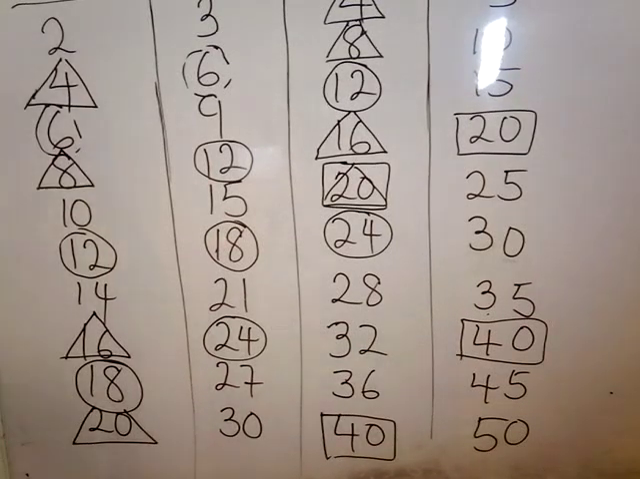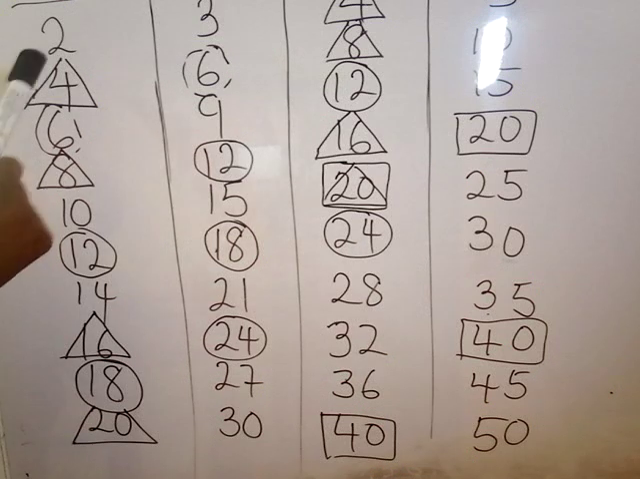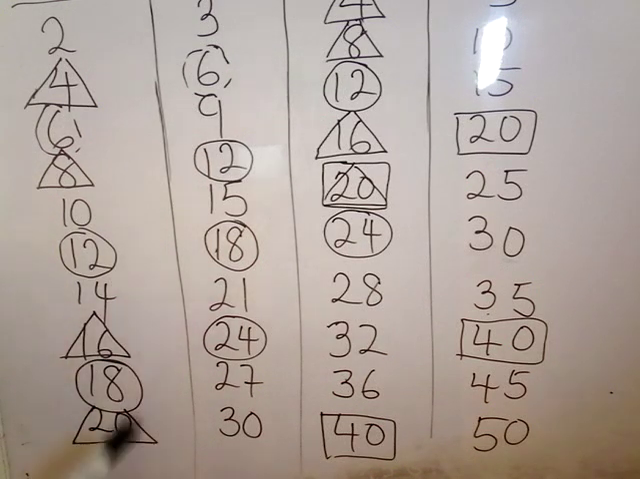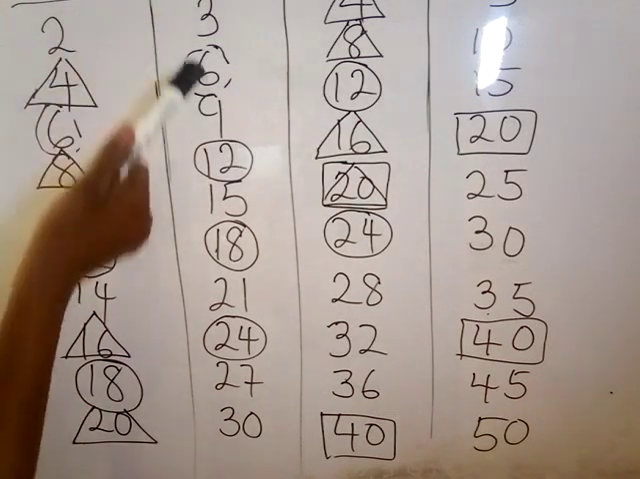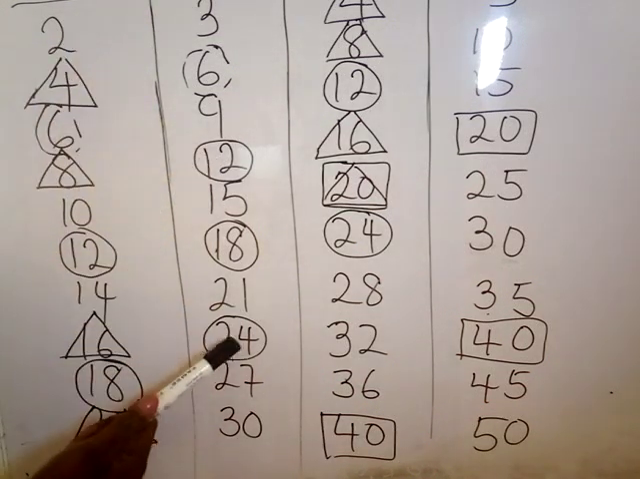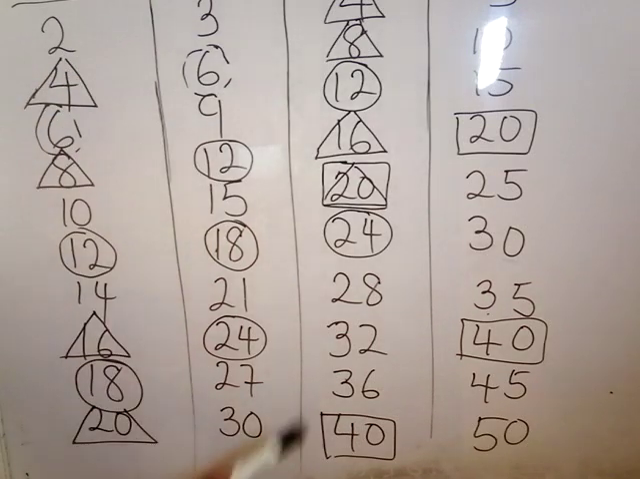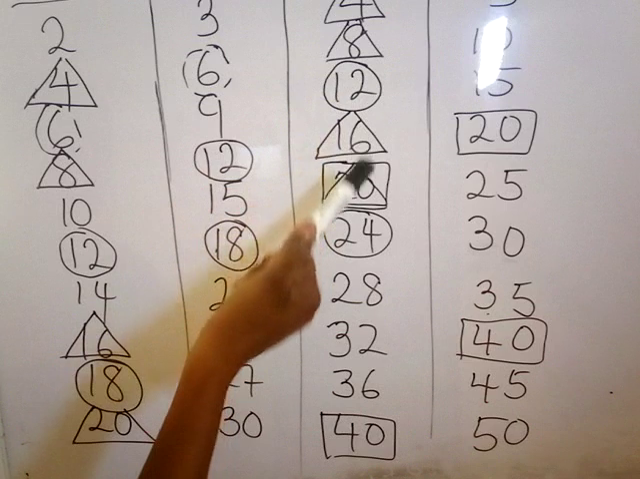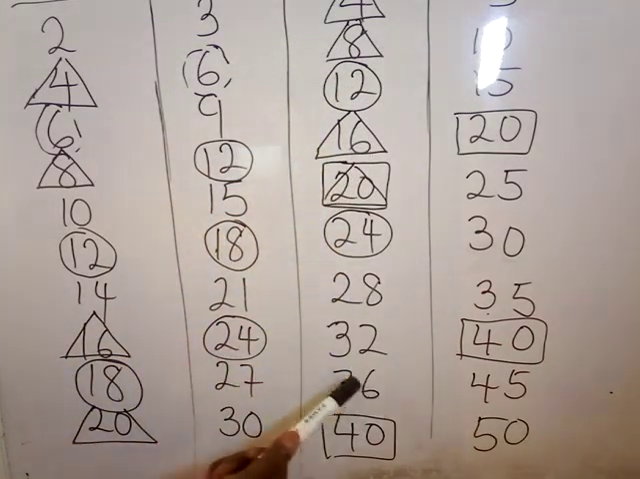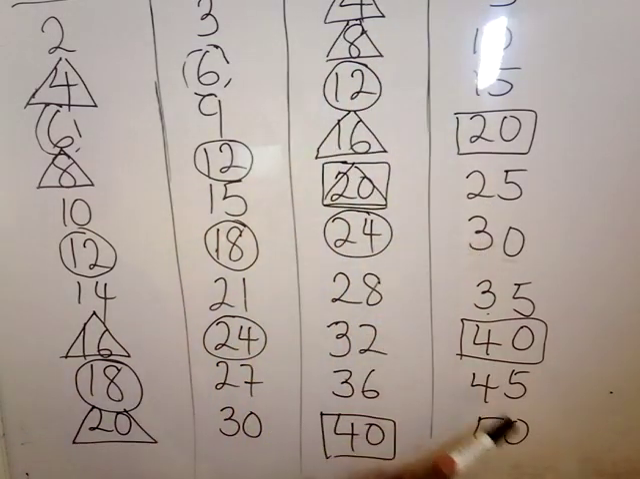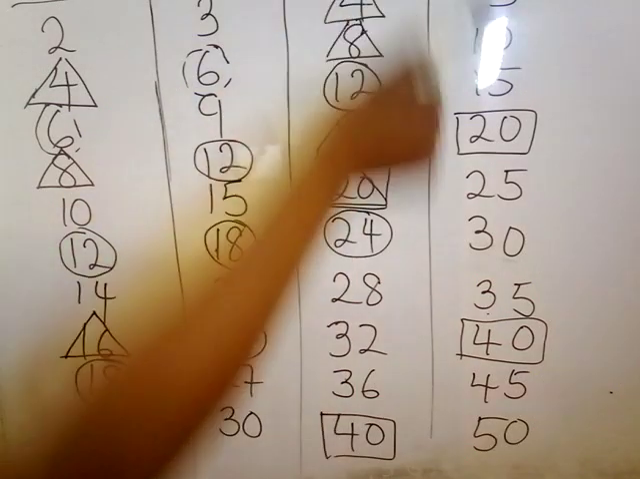Okay, so starting with 2, 2, 4, 6, 8, 10, 12, 14, 16. They are all multiples of 2. Now 3: 3, 6, 9, 12, 15, 18, 21, 24, 27, 30. These are all multiples of 3. 4, 8, 12, 16, 20, 24, 28, 32, 36, 40. These are all multiples of 4. And 5, 10, 15, 20, 25, 30, 35, 40, 45, 50 are all multiples of 5.